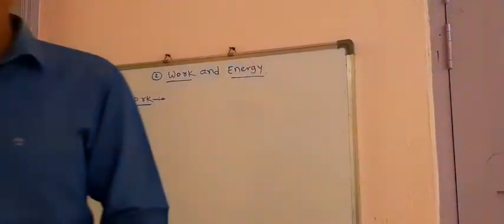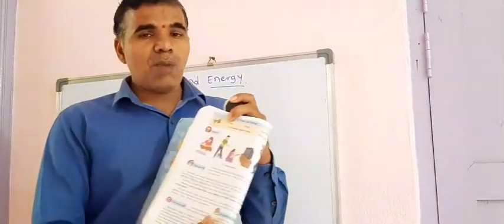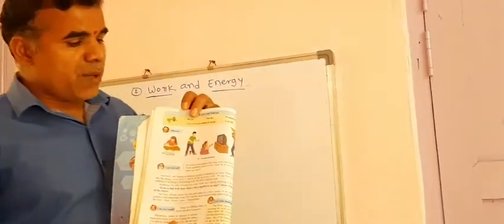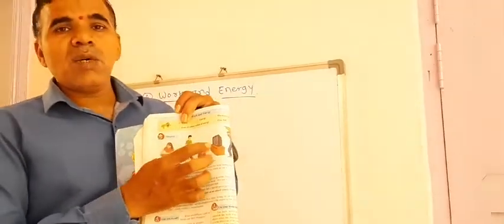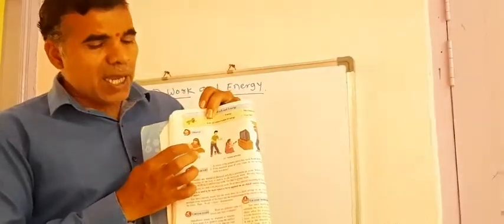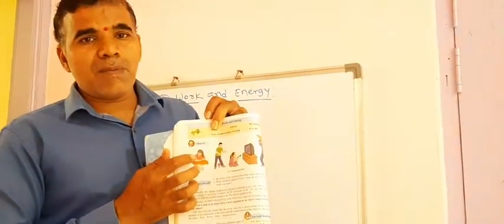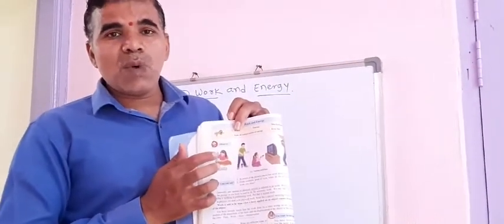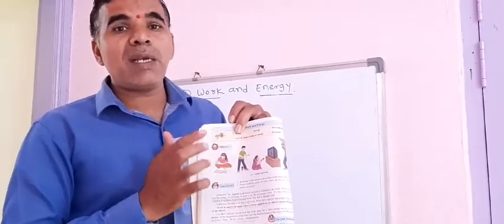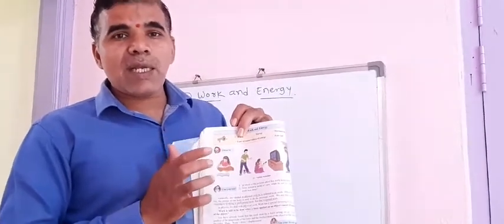Look at this in our textbook, page number 18. On page number 18, different pictures are given. In each picture an activity is shown, and in every activity work is done. So work is a mental and physical activity. Work is referred to as a physical and mental activity.